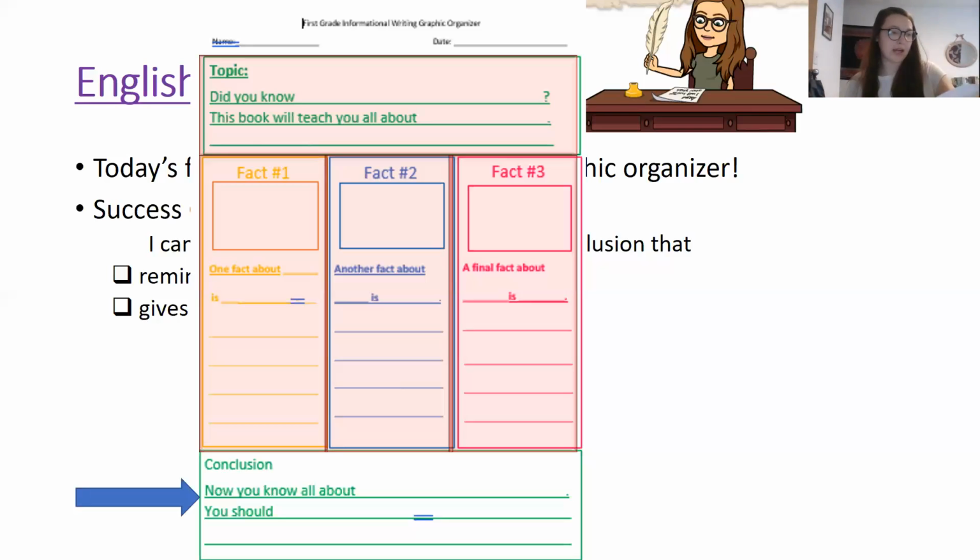Before I write, I need to reread my writing just so I can remind myself what my topic was, and it will help me think of an ending. My writing says, did you know there are lots of interesting facts about dogs? This book will teach you what dogs like to do and what baby dogs are called. Fact number 1. One fact about dogs is they like to play outside. Another fact about dogs is they like to chew bones. A final fact about dogs is baby dogs are called puppies.